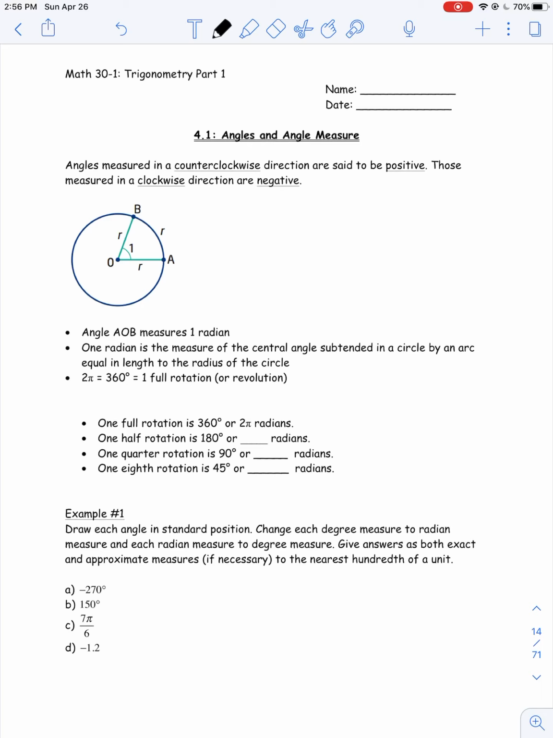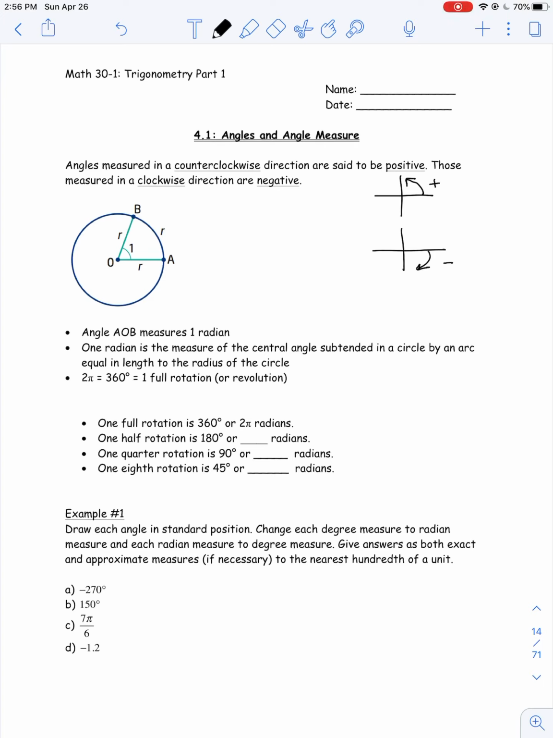Hello, Math 30-1. We're looking at lesson 4.1, angles and angle measurement. This is our first lesson from trigonometry. Angles measured in a counterclockwise direction are positive. So when we're measuring an angle, if we go counterclockwise, we're going to have positive angles. That's what you learned in Math 20-1. What we're going to include this year is that if we go clockwise, we're actually going to have negative angles.